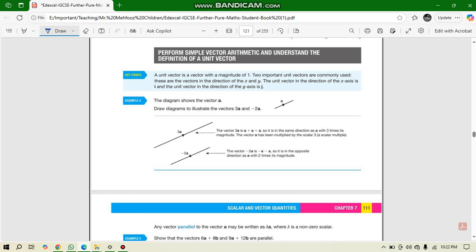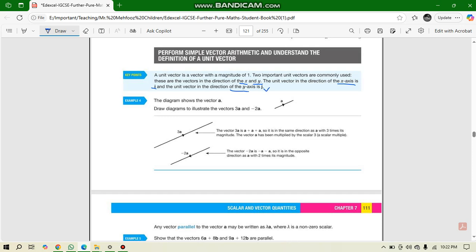A unit vector is a vector which has the magnitude always 1. Two important unit vectors are commonly used. These are the vectors in the direction of positive x-axis and positive y-axis. The unit vector in the direction of the positive x-axis is i, which you have learnt in previous classes, and also the unit vector in the direction of the positive y-axis is j.